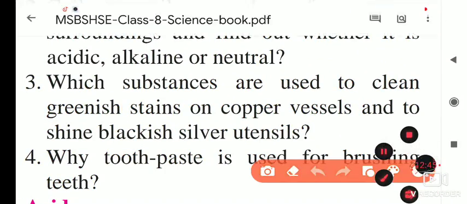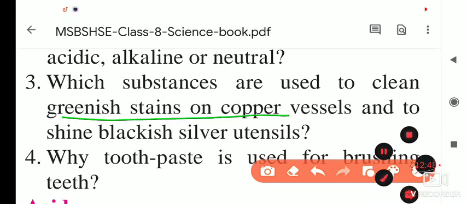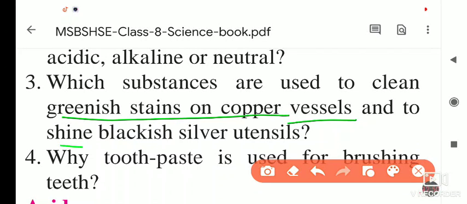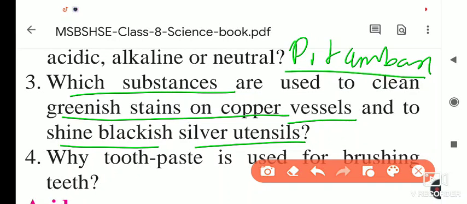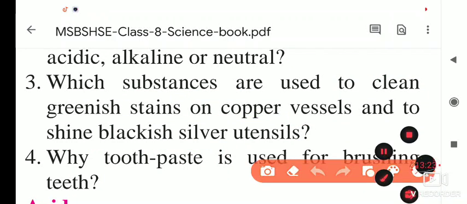Now the next point: which substances are used to clean the greenish stain on copper vessels, and the blackish tarnish on silver? If I ask you the question, you will tell me we are using Pitambari. Nowadays Pitambari is available, but in olden days the vessels were generally all made of copper. Nowadays stainless steel is available, but there are also silver utensils, like plates. So in olden days, which material did they use?